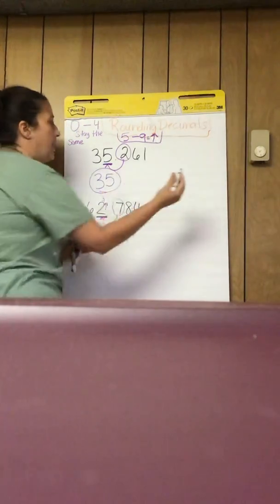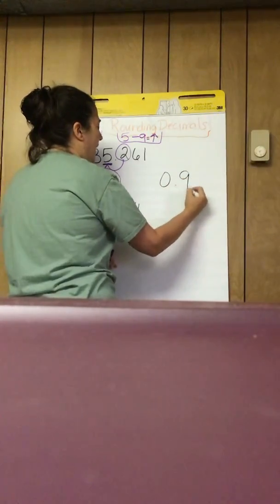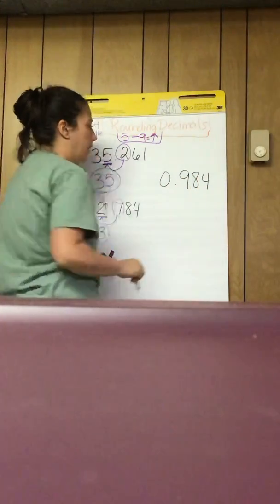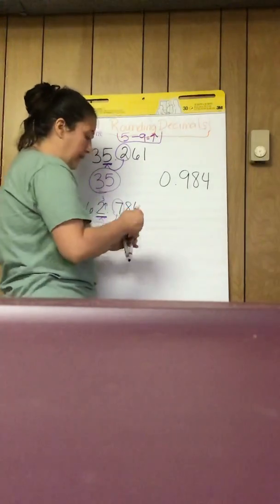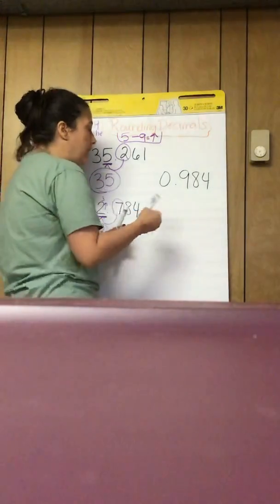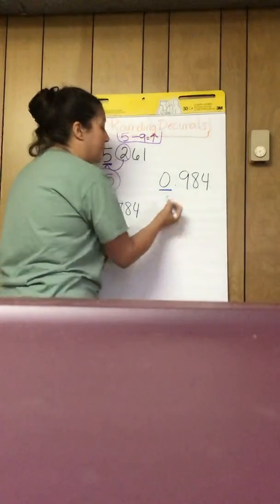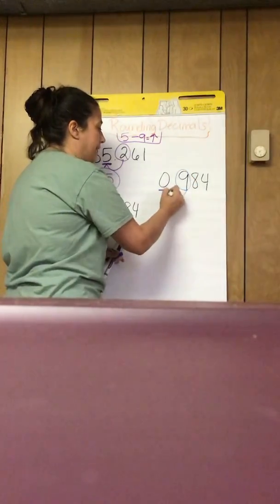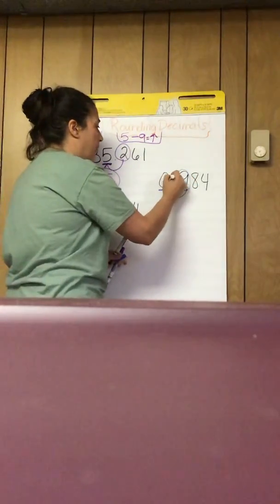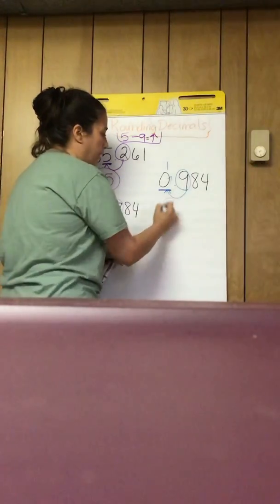Okay? Another example might be 0.984. Here, your nearest whole number is still going to be this 0. Even though it's a 0 and has no value right now, you would still round to that place. So the 9 would tell that 0 to go up to a 1. So it would round to 1.